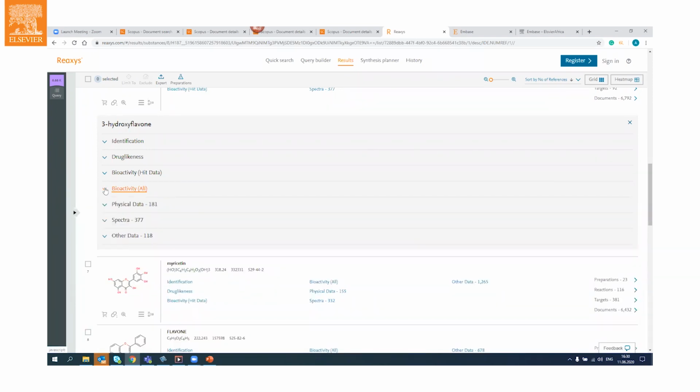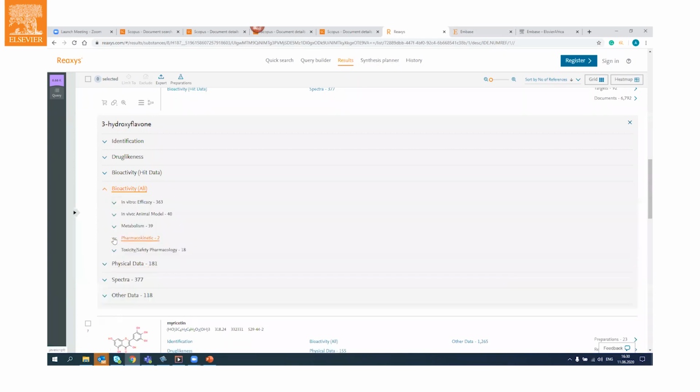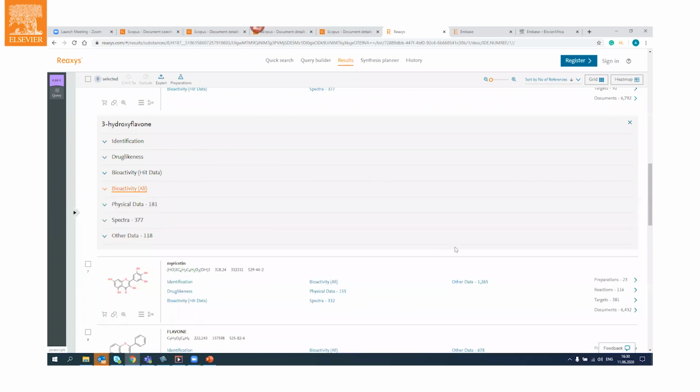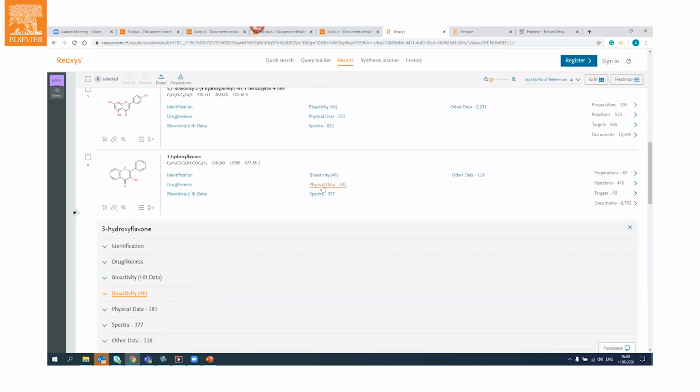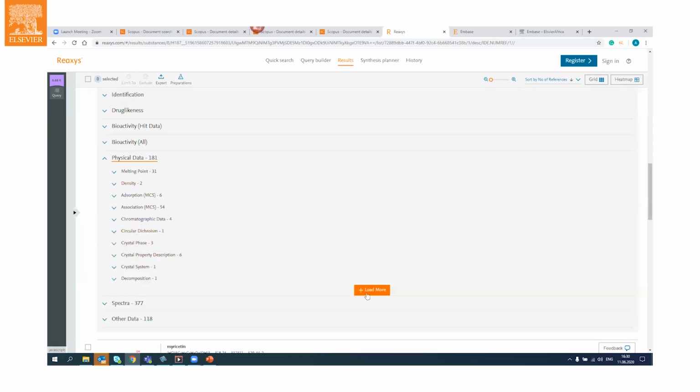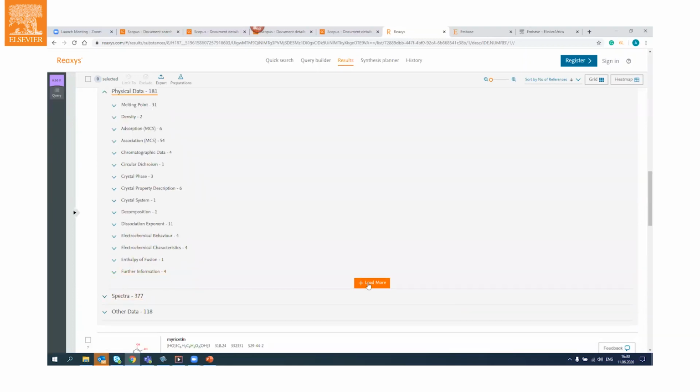So right now, Egyptian customers are able to get the benefits of access to experimental data from the Reaxys, particularly pharmacokinetics, like this one, or for example, solubility data, which is also available in the properties, in other properties. Here it is, solubility.